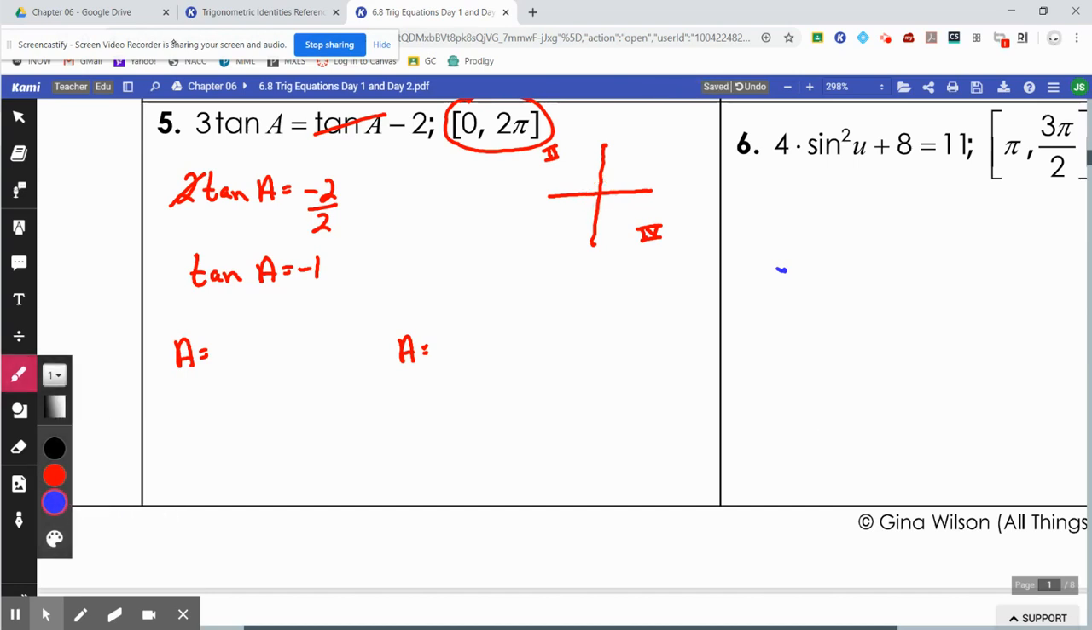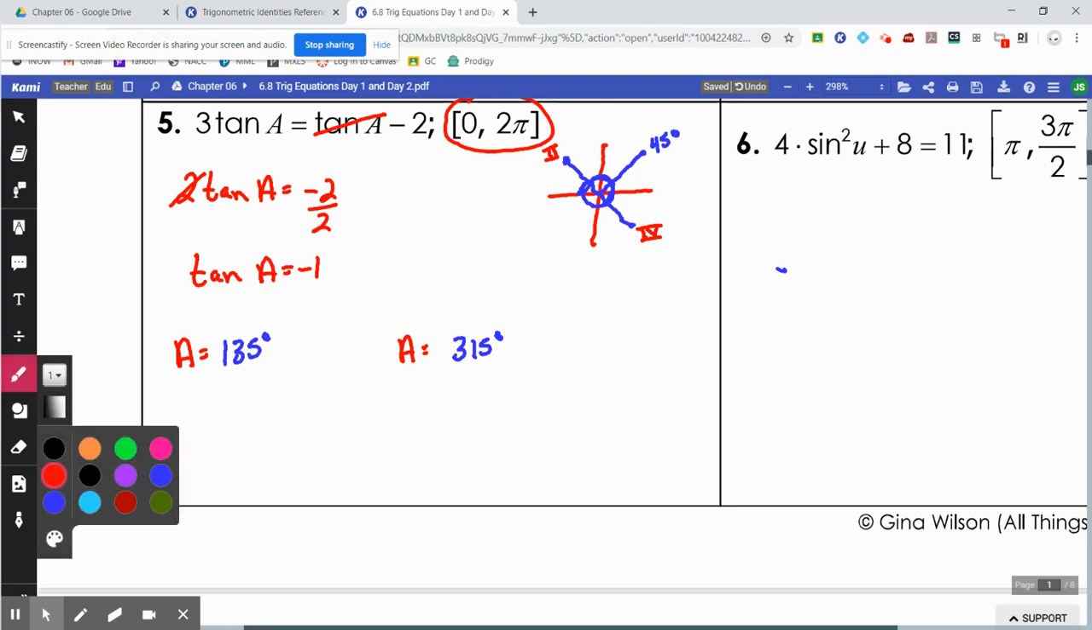Where is tangent equal to 1? That would be at 45 degrees. So I'm going to have an answer here that has the same reference angle, and I'm going to have an answer here that has the same reference angle. So if this is 45, we're going to do 180 minus 45, which is a 135-degree angle. And this is 45 as well, so we're going to do 360 minus 45, which is a 315-degree angle. Our reference angle is 45, which is pi over 4.